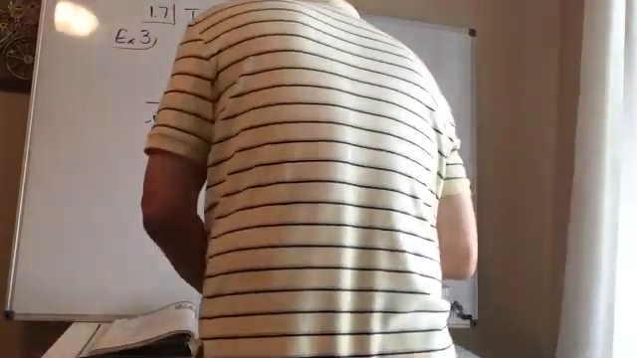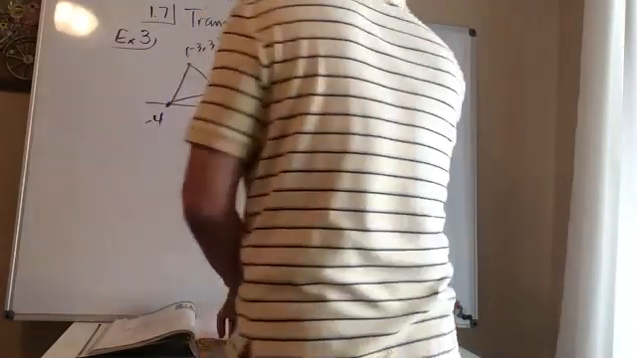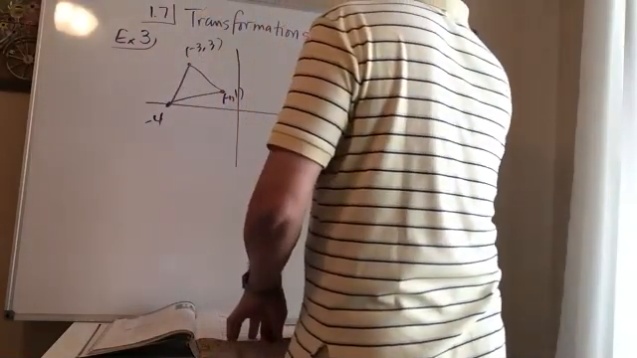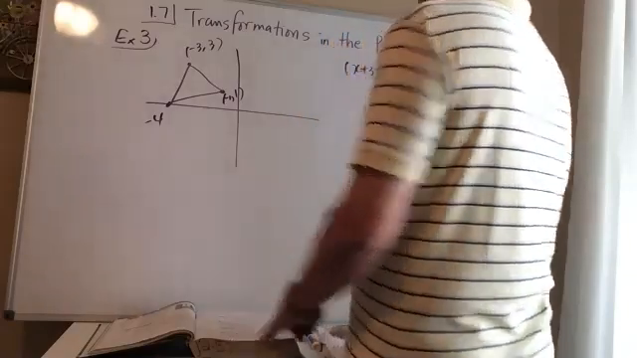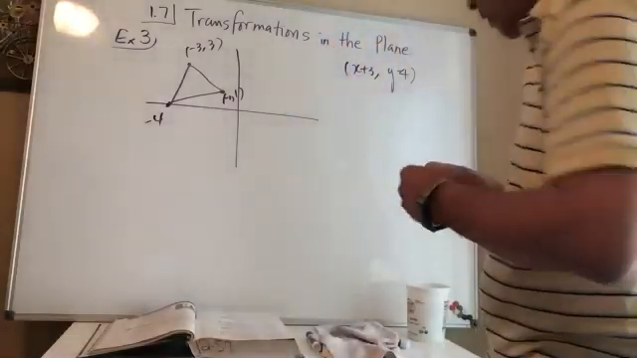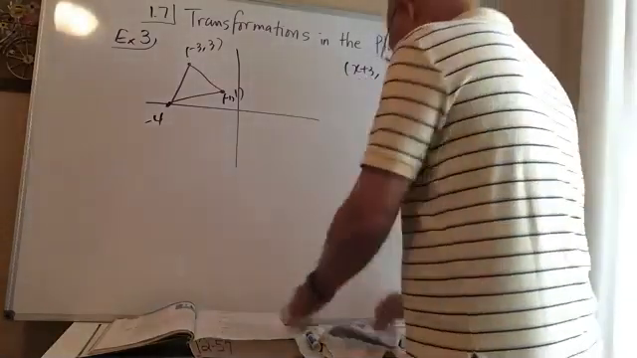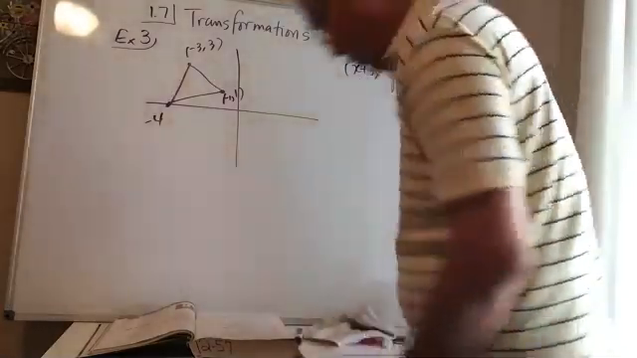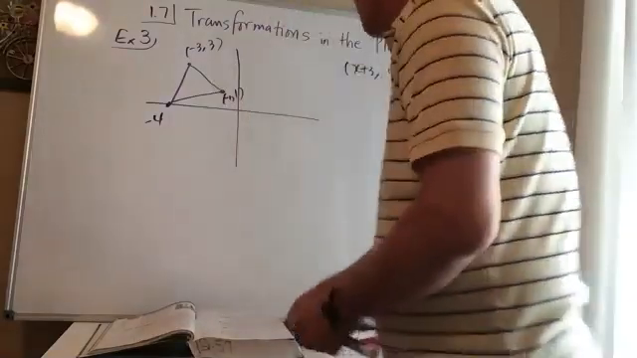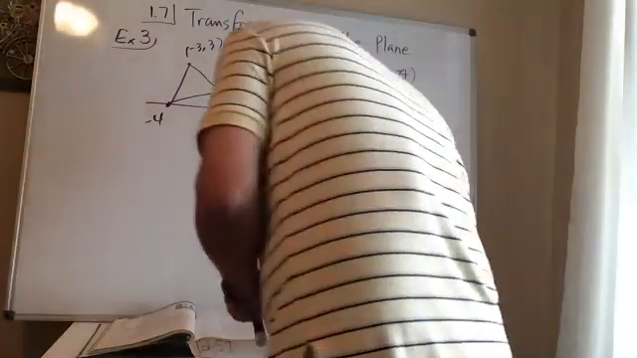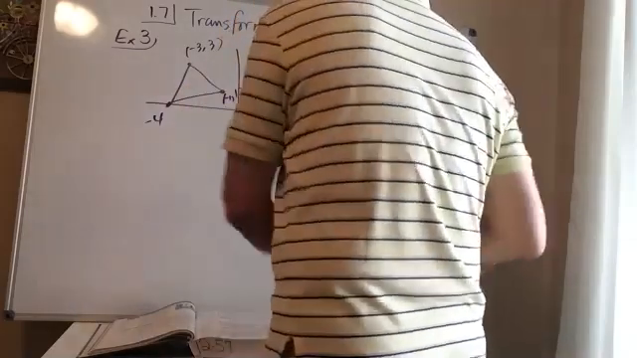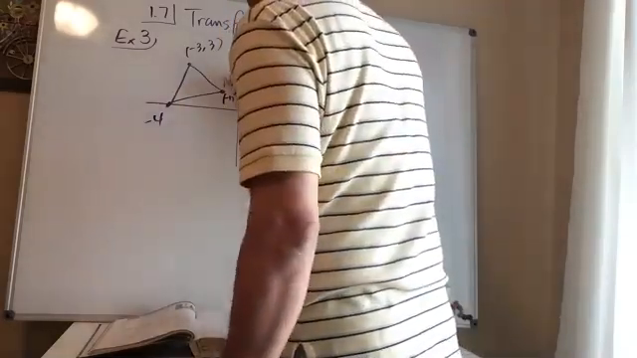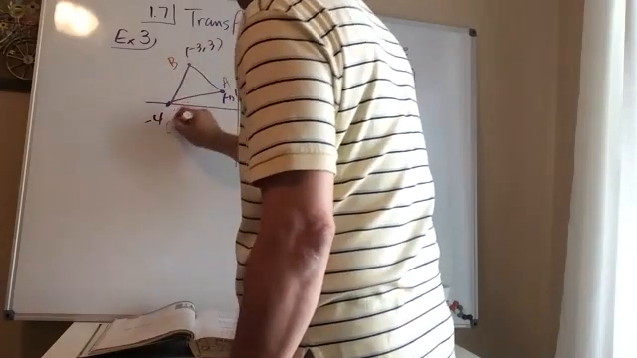The translation they want us to make is x plus 3 and y minus 4. So you're going to take the points and apply this translation, which means that the points are given as A, B, C. So this is A, B, C.